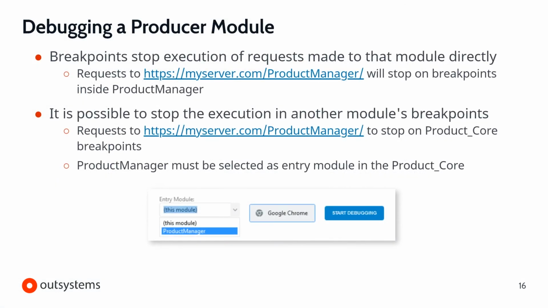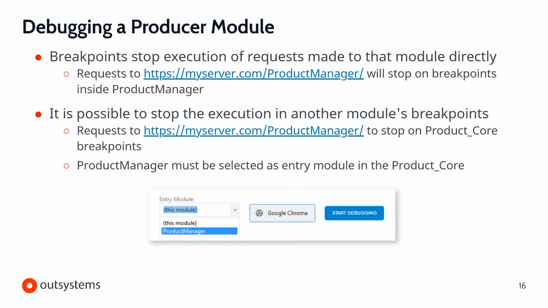By default, breakpoints stop the execution of requests on the module we are in. For instance, if we are debugging a module called Product Manager, any request to that module in the browser will stop on breakpoints of the module. However, applications often have multiple modules or actually execute code from other modules. When that's the case, the developer should have a look at that code, since they may be affecting the behavior of the application. We can also add breakpoints in that code, but that's not enough to make the execution stop there.